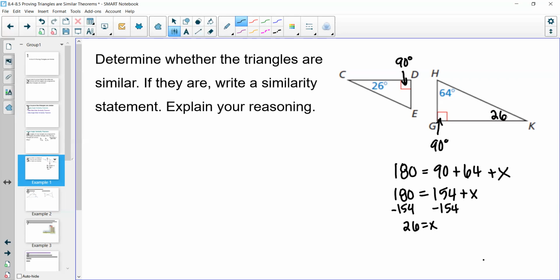So that just showed us that this is 26. By a similar process, we can show that this one is 64, and therefore all the angles are the same. But do we have to show that one is 64? No. Why? By the angle-angle similarity theorem, because we have two that are 26 and two that are 90, it forces that other one to be 64. Therefore, triangle CDE is similar to triangle KGH by the angle-angle similarity theorem.